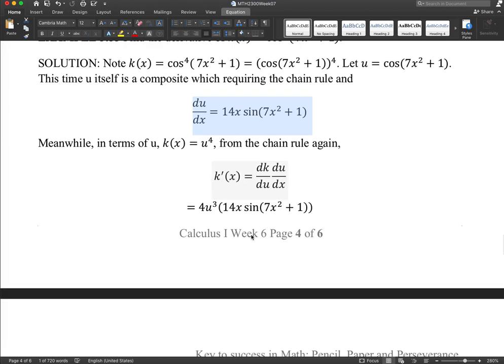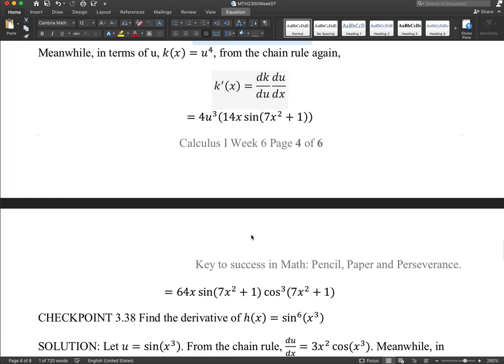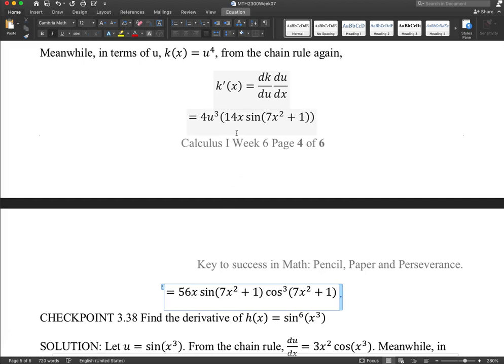And then in the end, we still want to get everything back to x. So this is my arrangement. 4 times 14. I believe I made the number wrong here. It should be 56, right? 4 times 14, 56. The single x still stays.